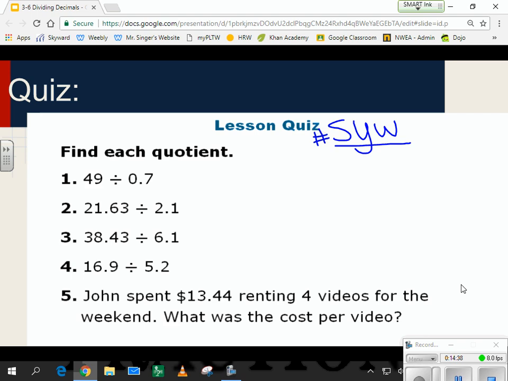Remember, the biggest thing about today, whenever you see a decimal, you have to move that same amount of decimals equally till it's gone. And that's the big trick to solving these problems.